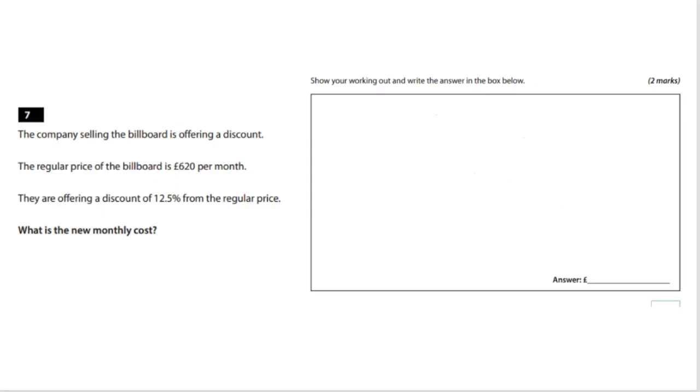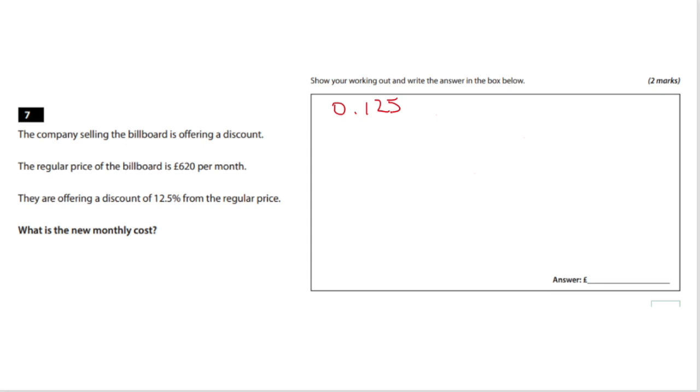Question 7. The company selling the billboard is offering a discount. The regular price of the billboard is £620 per month. They are offering a discount of 12.5% from the regular price. What is the new monthly cost? So what we have to do is calculate what 620 is minus the 12.5%. So first of all, we have to make that 12.5% a decimal. Now this will be 0.125 as a decimal.